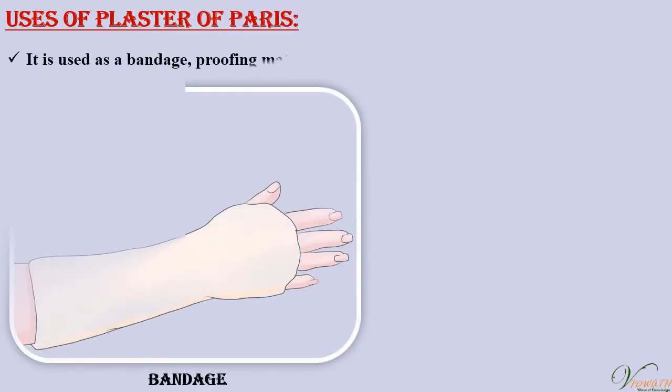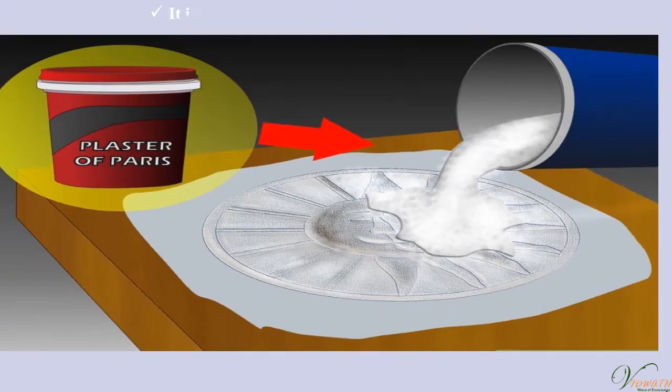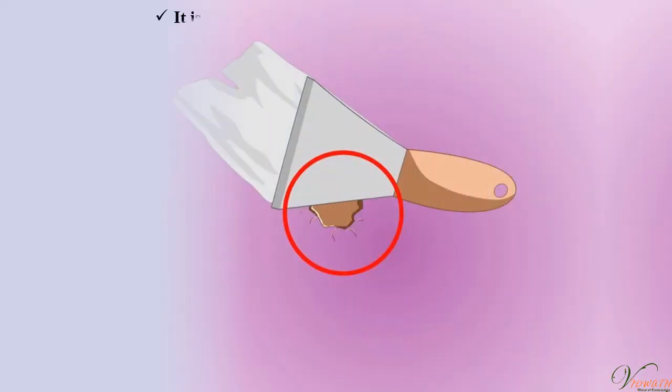Uses of plaster of Paris. It is used as a bandage, proofing material, sealing agent. It is used for making statues, toys and decorative articles. It is also used for smoothing wall surfaces.